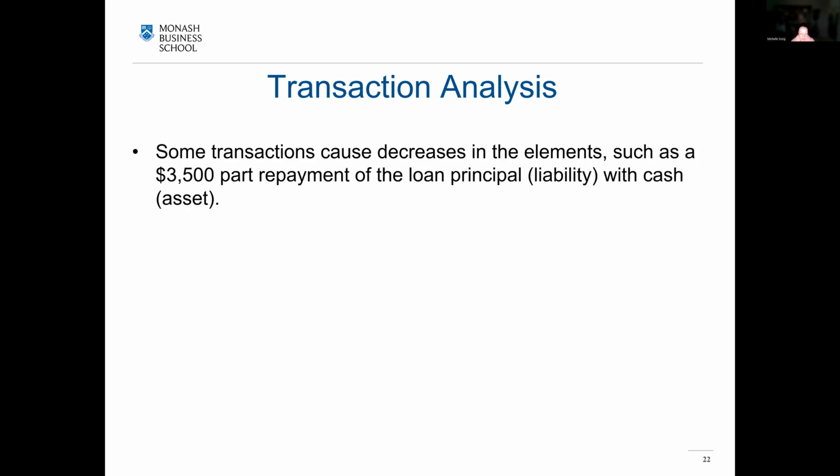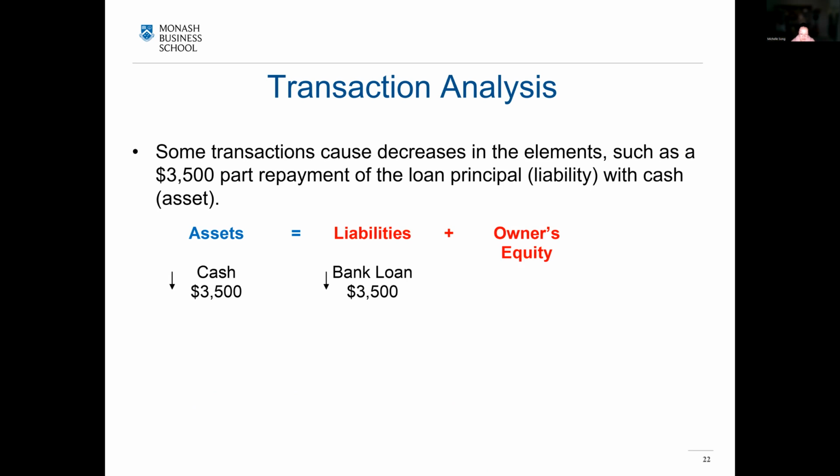Let's do another example. In this case, we make a repayment of 35,000 of a loan, and then we made the payment by cash. So which two accounts are affected? Well, definitely we have cash here. And another one is a bank loan. Again, it is a liability account.